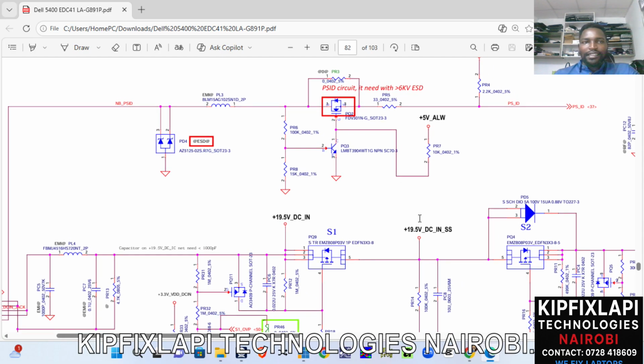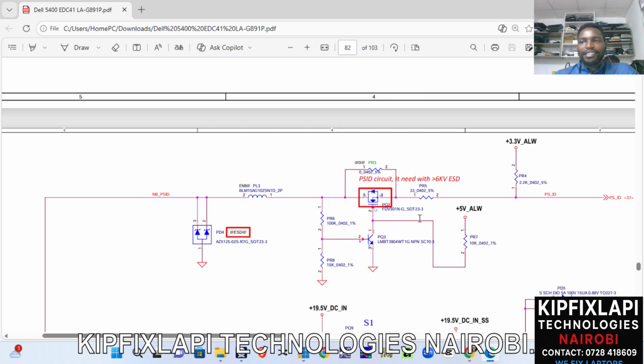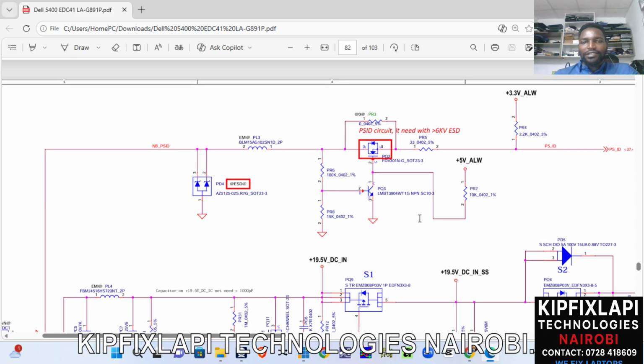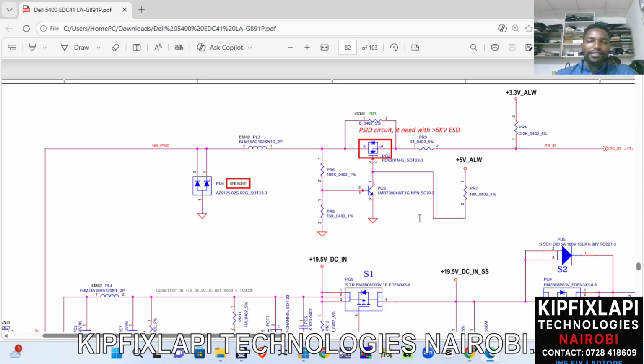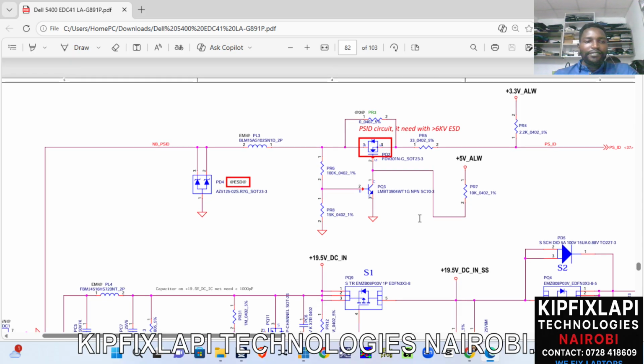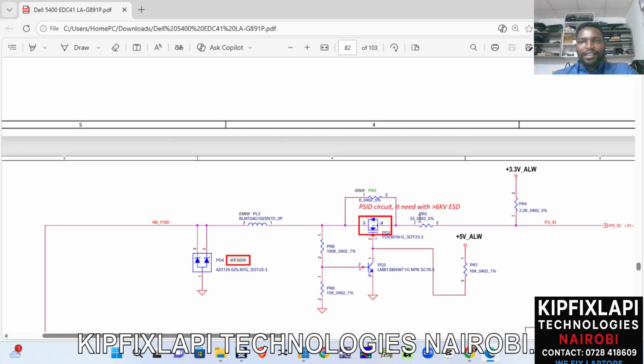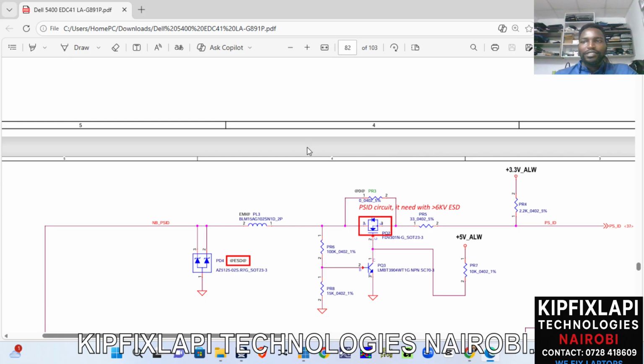In a schematic PDF, we have a table of contents somewhere at the top. That table of contents shows you at which page you find which particular point. For example, where we are, I don't know which page this is. We are at about page 82. Yes, this is page 82.